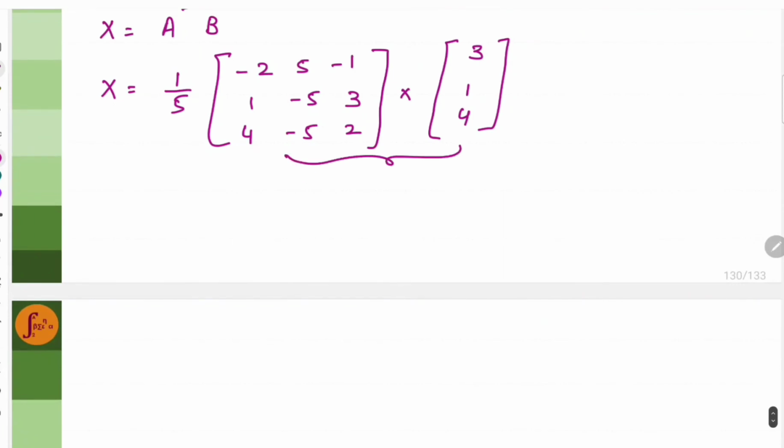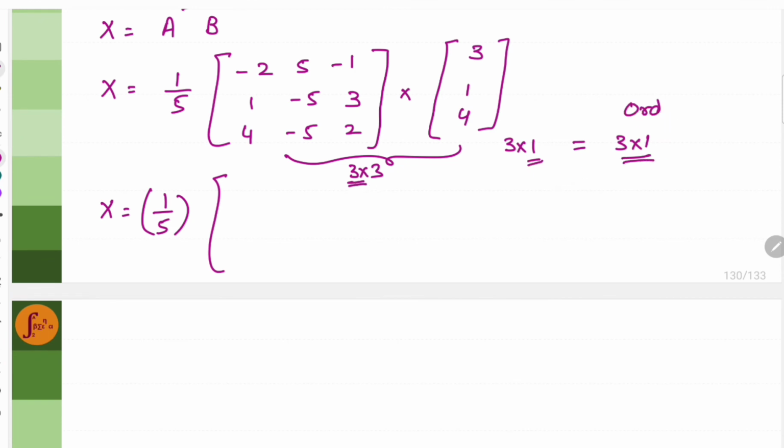Let's multiply these two matrices and then multiply with 1 by 5. So this is 3 by 3 and this is 3 by 1. So final order should be 3 by 1. That is, you take this row count and the column count of this. So 3 by 1. This is the final order. Right? So you'll have 3 rows. You'll have row 1, row 2, row 3 and 1 column.